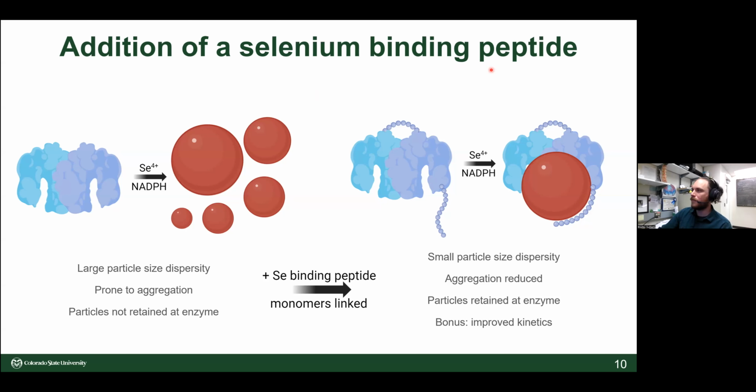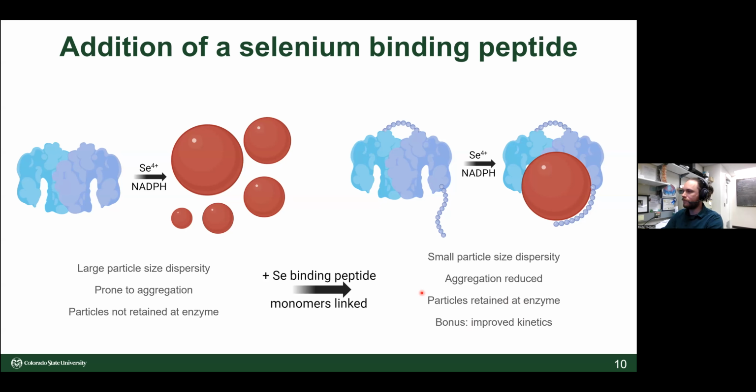But by adding a selenium binding peptide that we isolated from a phage display library, and attaching these two monomer units, this is an obligate homodimer, and all we've done is attach the two chains together. We added this selenium binding peptide, and with just these two small modifications, we control the particle dispersity to where in cells we're making particles about the size of 5 nanometers, plus or minus about a nanometer. It reduced the aggregation of particles, and of course they're also retained at the enzyme as well. And as a bonus, it actually sped the enzyme up.